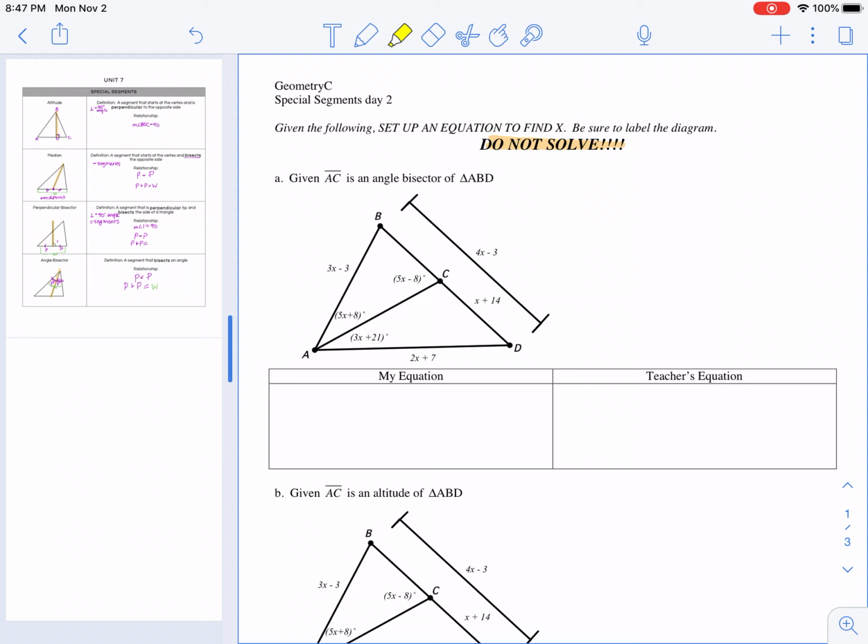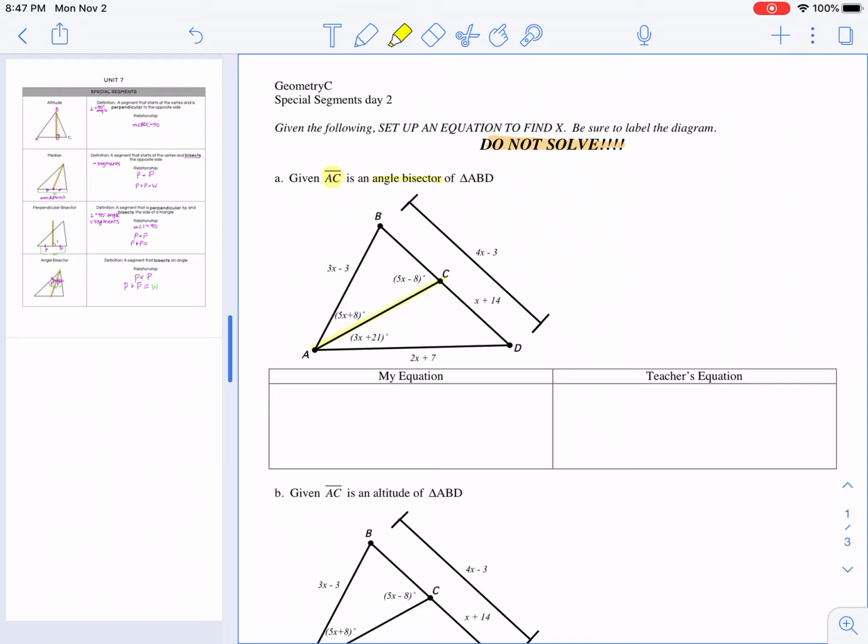Okay. So it says given segment AC is an angle bisector of triangle ABD. If I know segment AC is an angle bisector of triangle ABD, I need to set up and solve my equation to find x. So here is segment AC.